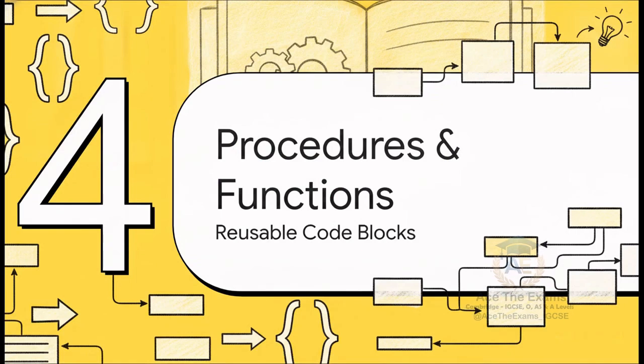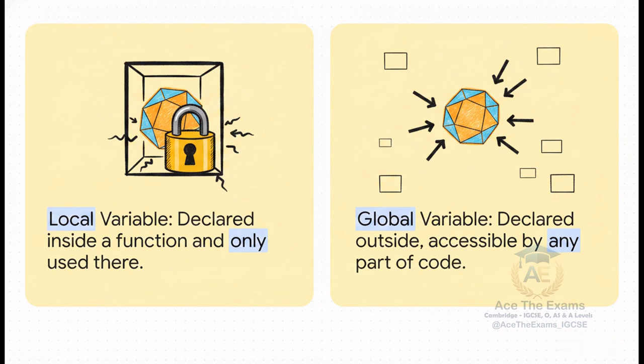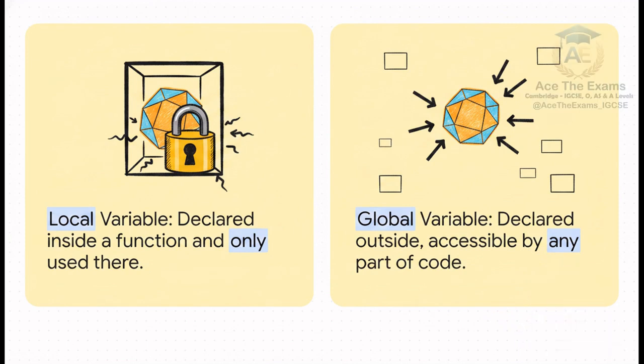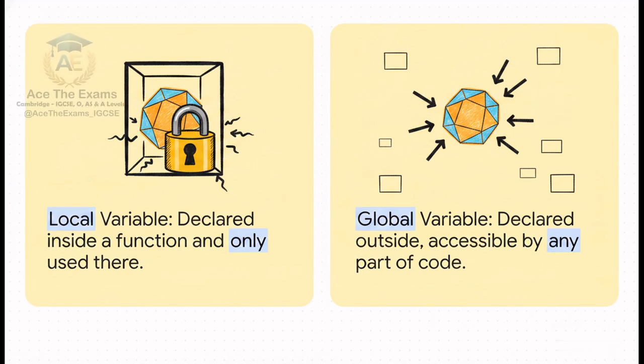Section 4, Procedures, Functions, and Libraries. Now, as programs get massive, and I mean millions of lines of code massive, writing the same logic over and over becomes incredibly inefficient. Programmers need a way to group code into reusable paragraphs. When you group code into a function, let's say a function that constantly calculates a game character's health, you really have to think about where your variables live. We call this variable scope.